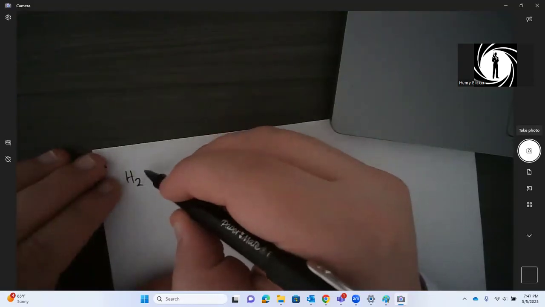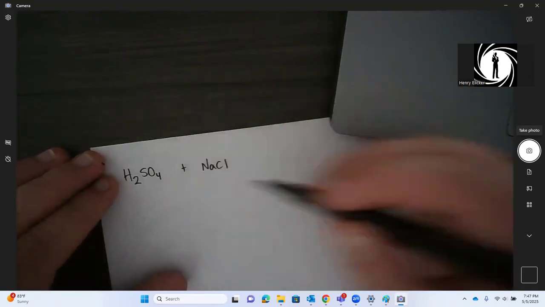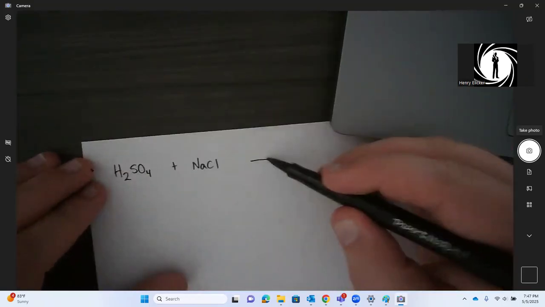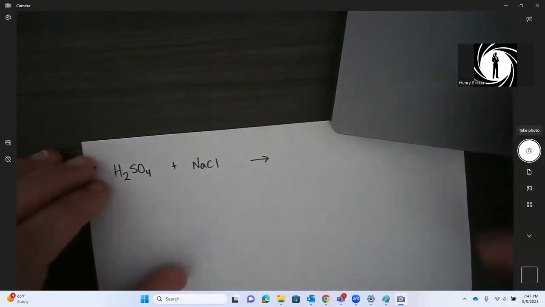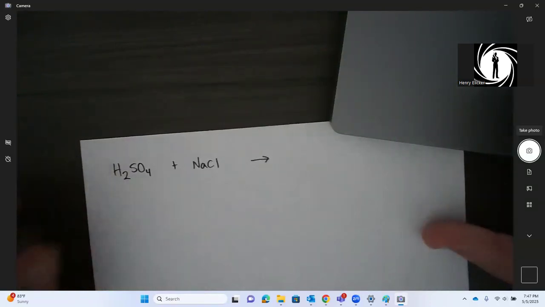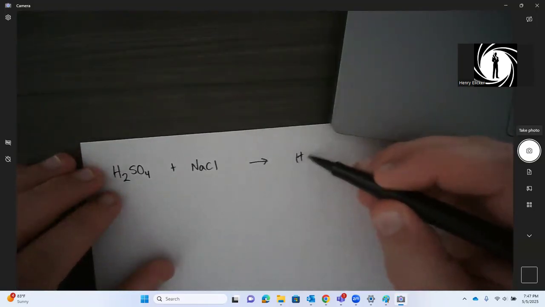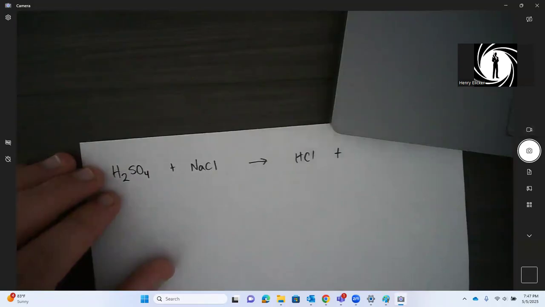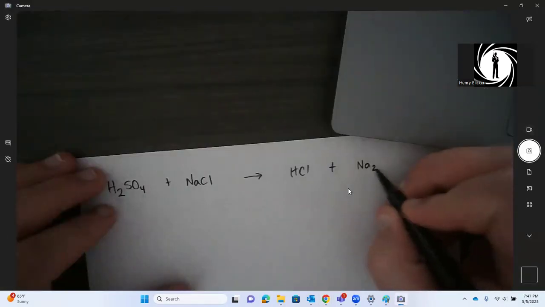So H2SO4 reacts with NaCl. You'll notice I'm not balancing it because redox numbers don't depend on the number of things in the reaction. It just depends on the actual atoms themselves. So then we get HCl and the other things, sodium sulfate, Na2SO4. Okay.